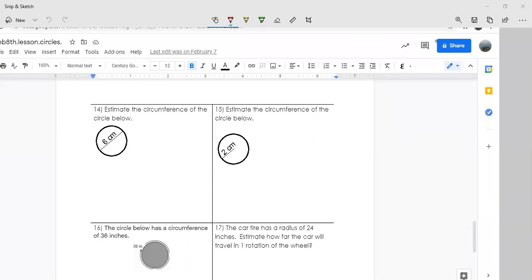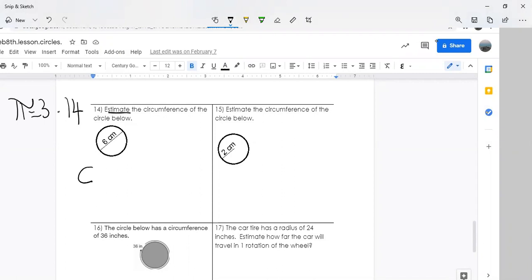Okay, 14, estimate the circumference of the circle below. When you hear the word estimate, what they want you to do is estimate the pi. They want you to use pi equals 3.14. We know pi, that number goes on forever, but we estimate pi. So we just use 3.14. So what's the circumference here?